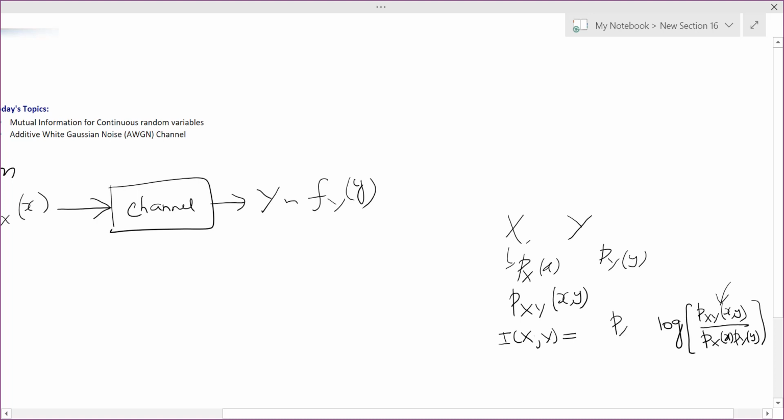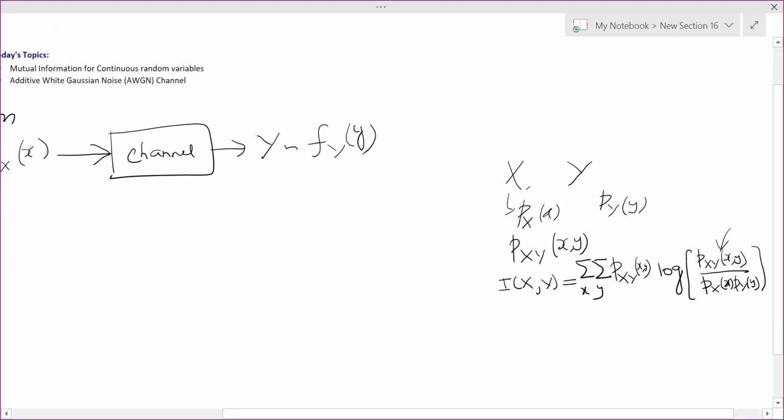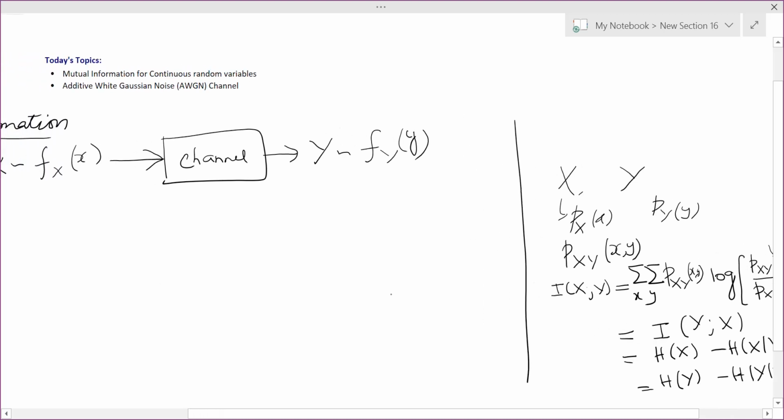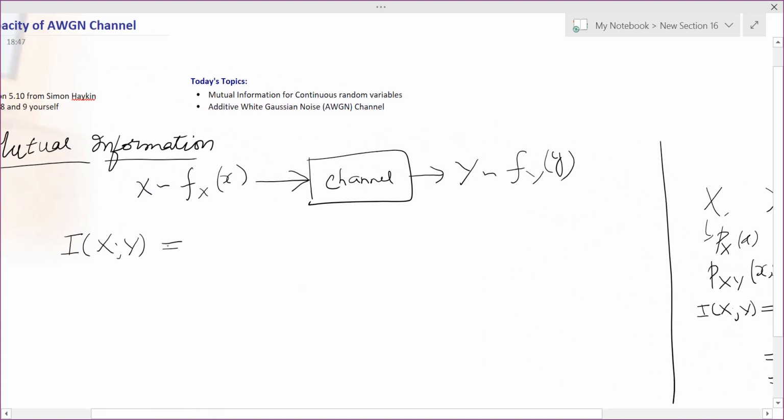You average over all the possible values of x and y, so you take expectation with respect to the joint PMF and then sum it over x and y. So this tells you about the information y contains about x and x contains about y. It is symmetric, you can clearly see, so it is the same as I of yx. We have also proved that it is equal to h of x minus h of x conditioned on y, same as h of y minus h of y given x. Now for the continuous case, what will we do? We will replace this summation with an integral. Very simple.